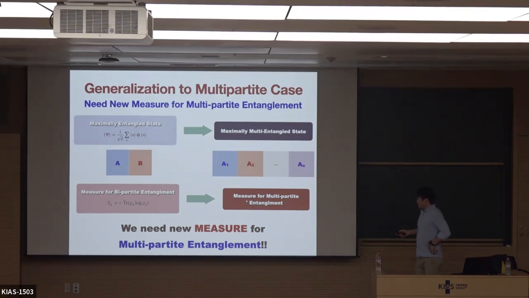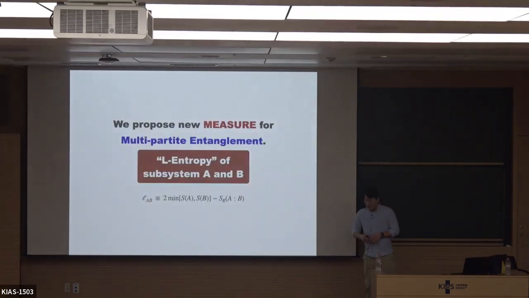And we also need some measure. In the bipartite case, the von Neumann entropy plays the role to distinguish which one is maximally mixed or maximally entangled. In the multipartite case, what is a good measure to say that some state is maximally multi-entangled? So probably the starting point should be to define some new measure to guide what is the maximally multipartite entangled state. So our proposal is this: we define some kind of L entropy. We call it the latent entropy.